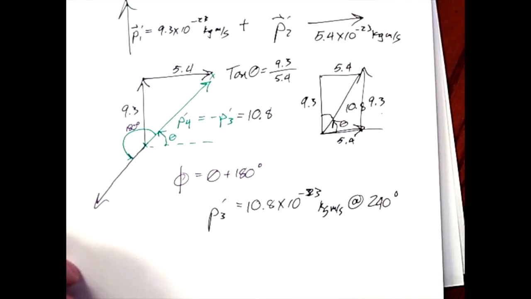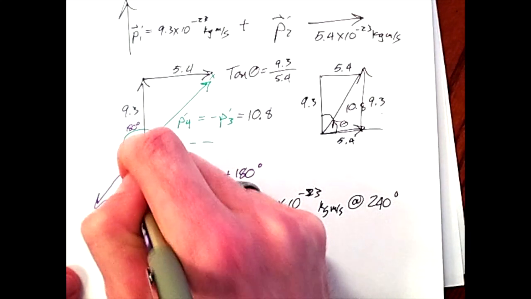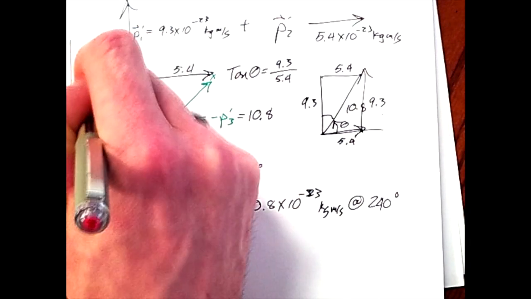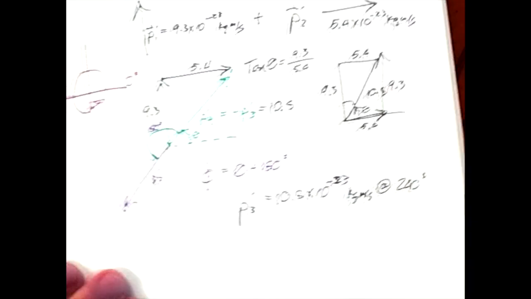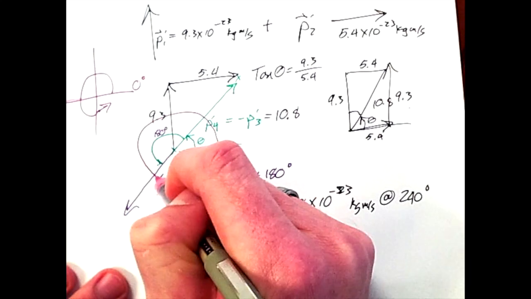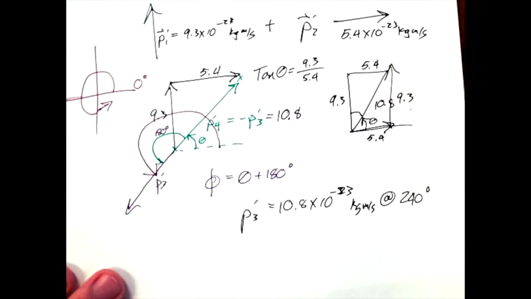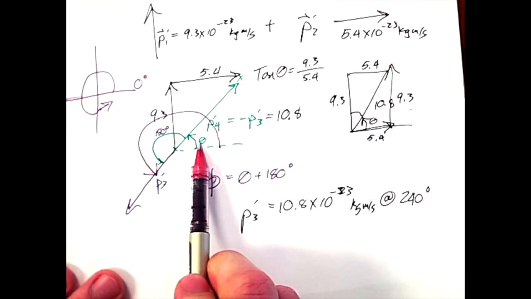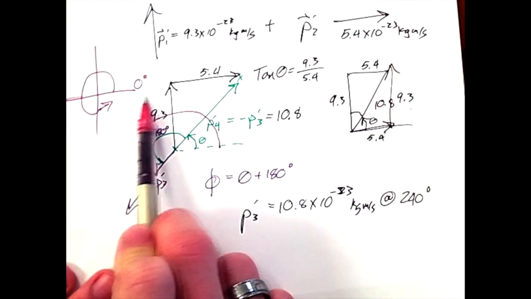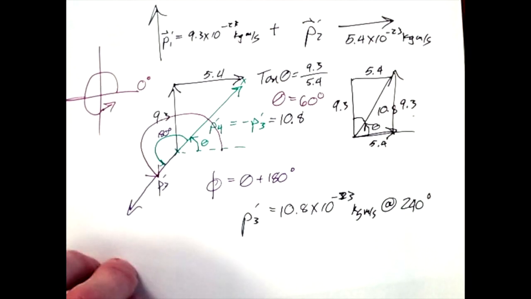Remember that phi is the overall direction of P3. This is P3 down here, P3 prime. Phi is measured on the compass rose from 0 degrees around counterclockwise, always. So if I measure from 0 all the way around to where this vector is, that's phi, which is theta plus 180 degrees. It's always from 0.